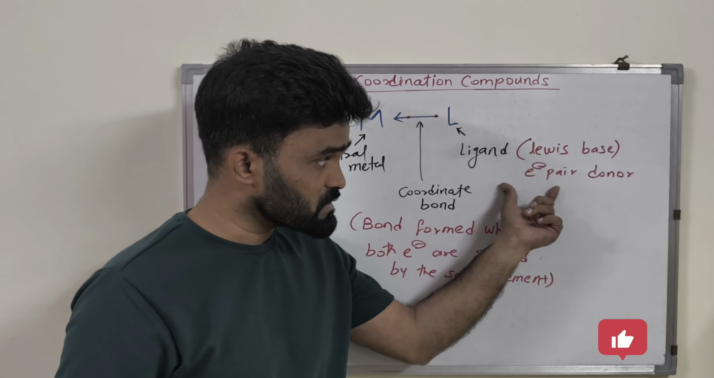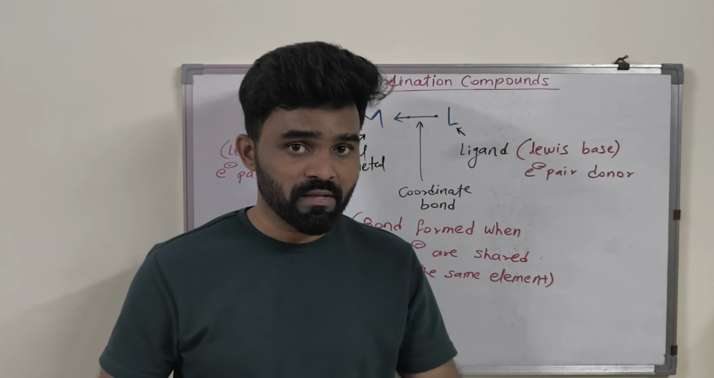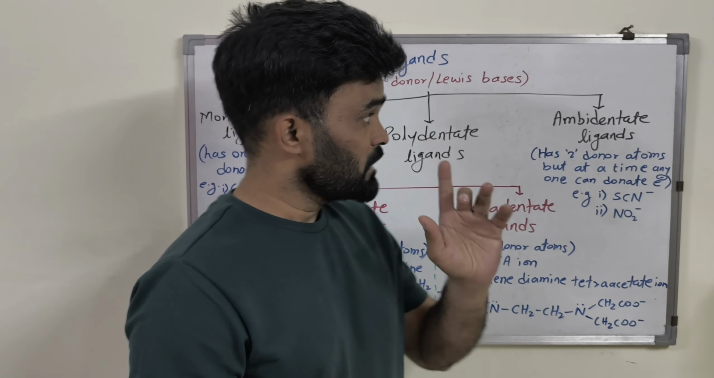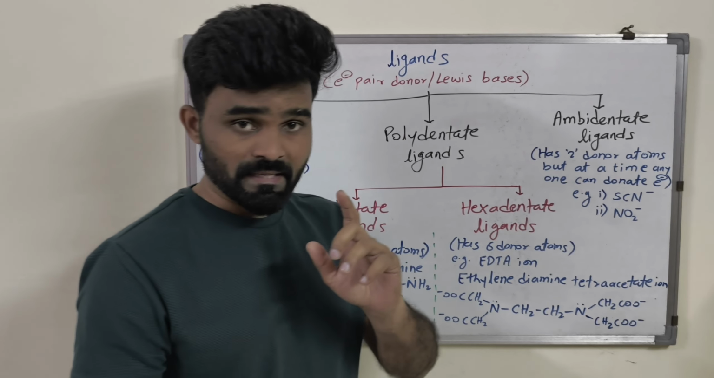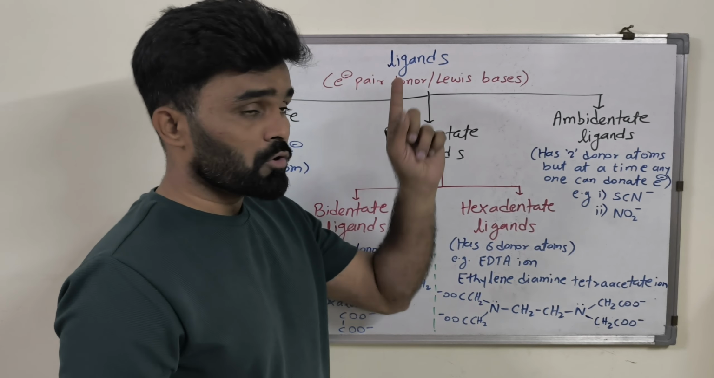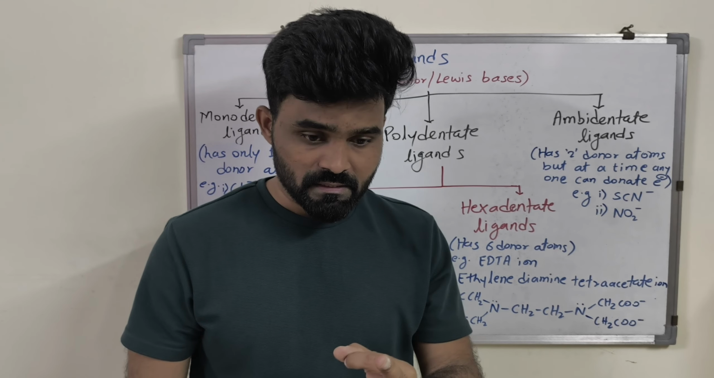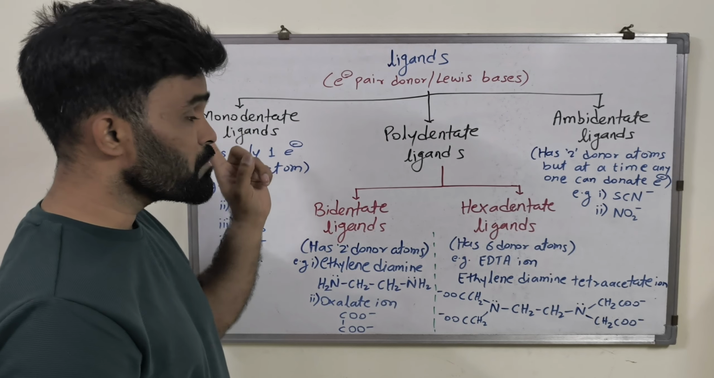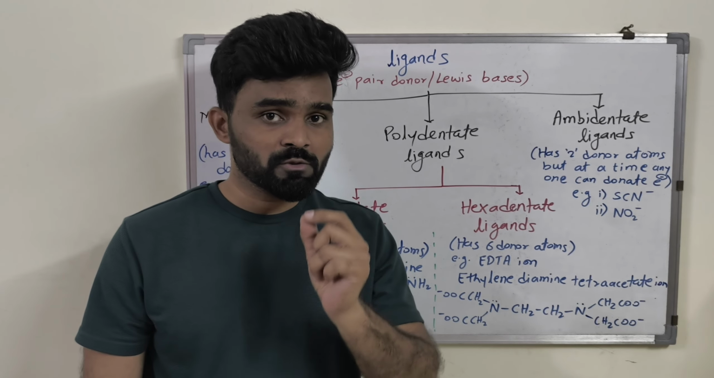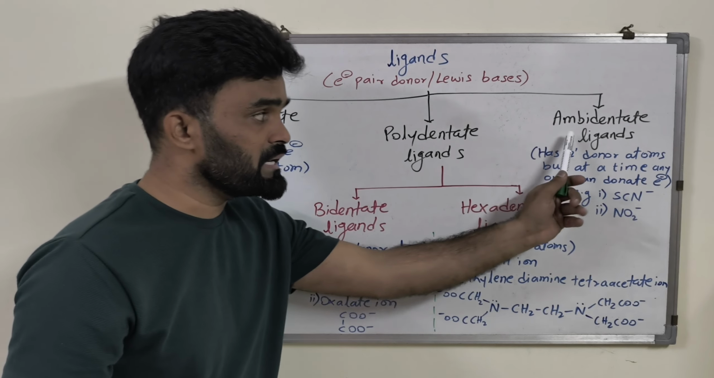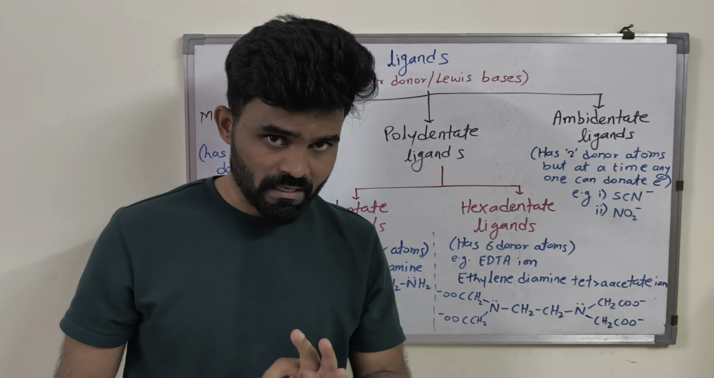Okay, now we'll see what is meant by ligands. There are different types of ligands, so let's quickly go for that. Okay, now let's discuss types of ligands. As I said previously, ligands are electron pair donor, also known as Lewis bases, because they give electrons. Okay, there are mainly three different types of ligands. Very first one is monodentate. म्हणजे काय? So it has only one donor atom. Monodentate, polydentate and ambidentate. Total three different types of ligands are there.